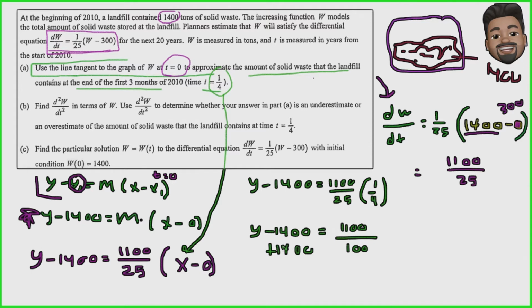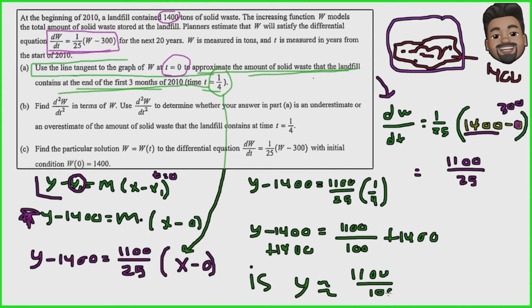I wrote the 4 really bad, plus 1,400 right there. So then I'll just write down the approximate amount of solid waste that the landfill contains at the end of the first 3 months: y is approximately 1100 divided by 100 plus 1400. I don't need to simplify this, and I am done right here.